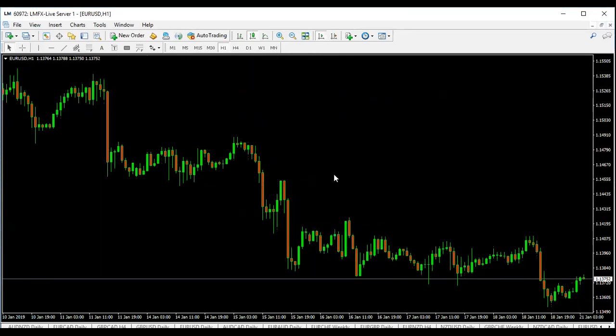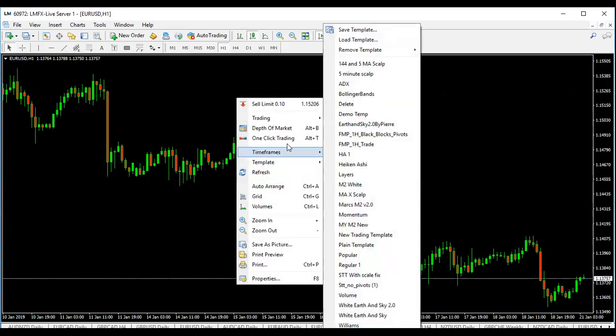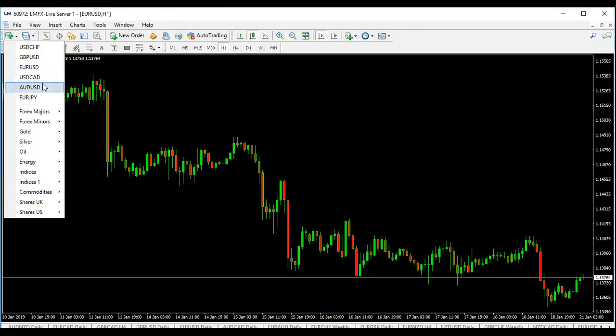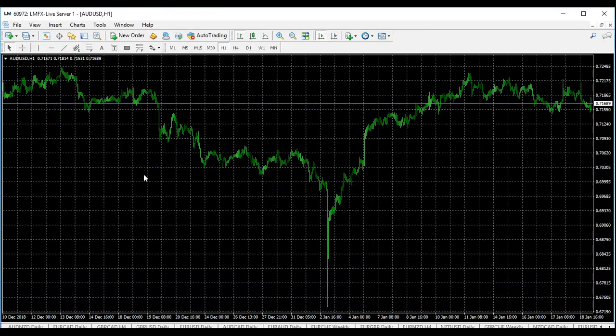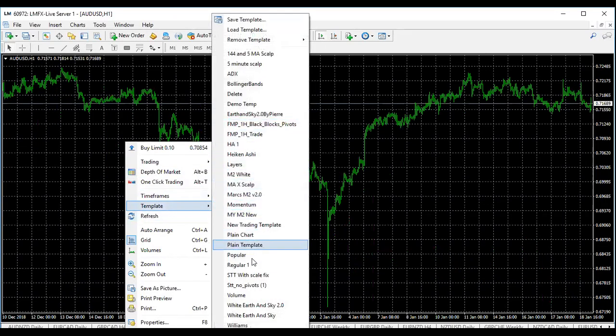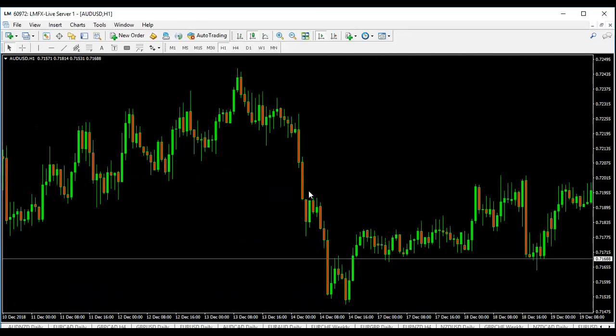Now we have what I call a bare chart. We're not going to go over EMAs today or anything like that. So basically this is a naked chart, okay? Now what you can do is right click on the screen, hit template, and go to save template. And then you can save it for wherever it is. I'll just put plain chart. Hit save. Now when you open up a pair, this is the Australian dollar versus US dollars, you're going to hit template and find where you saved it. Mine's right here, plain chart, and here we go.